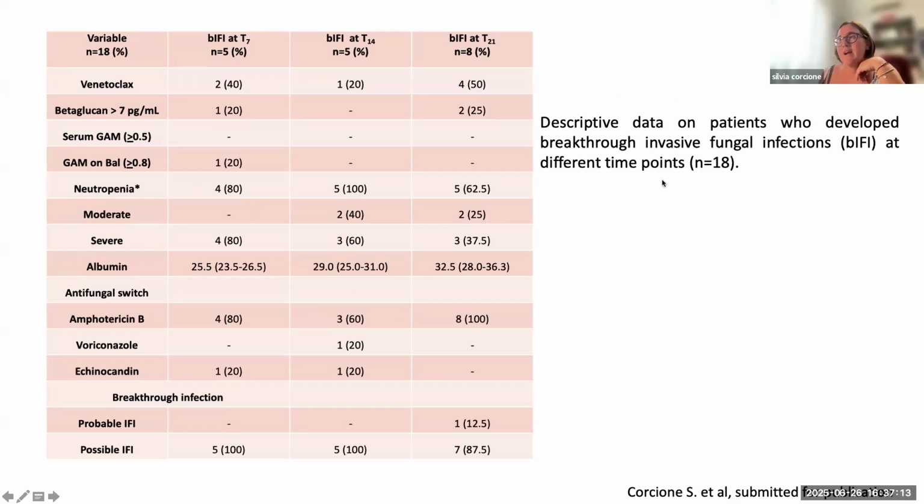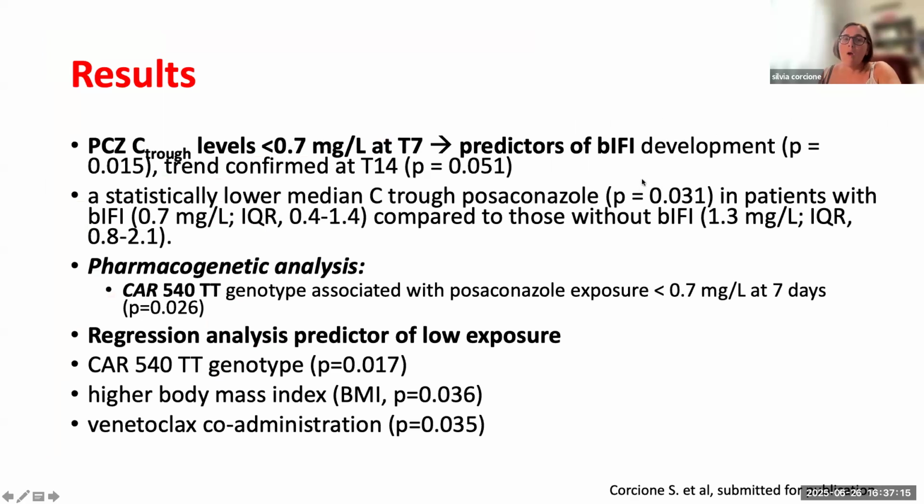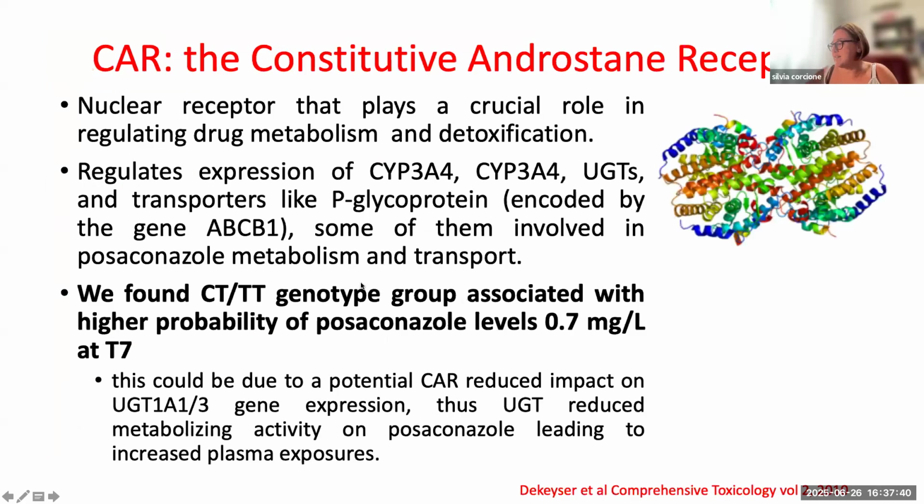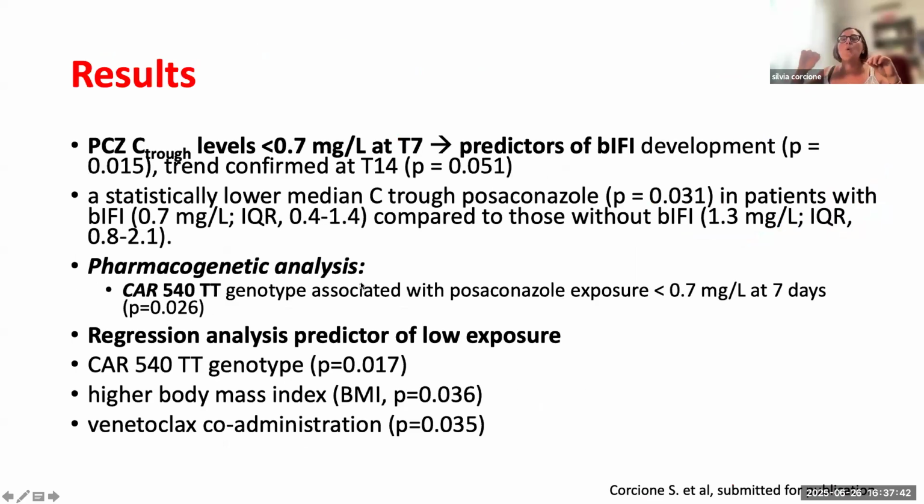The majority of patients moved to amphotericin B once the doctor in charge of the patient defined the breakthrough invasive fungal infection. What was interesting is that we found that, of course, patients who developed breakthrough invasive fungal infection had a lower trough posaconazole level at day 7, and this trend was confirmed at 14 days from the beginning of prophylaxis. And in general, we observed a lower median trough posaconazole concentration in patients who developed breakthrough invasive fungal diseases.